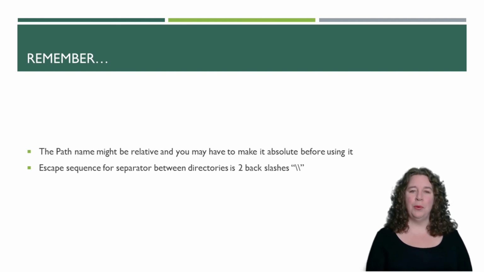Things to remember. The path name might be relative and you may have to make it absolute before using it. So if you have a relative path name and you're not in the right directory, you need to make it absolute before you start using it. And remember, the escape sequence for separators is 2 backslashes, not just 1. If you just do 1, it'll be an escape character and everything will get confused. You need 2. Okay? Let's talk about your homework assignments.